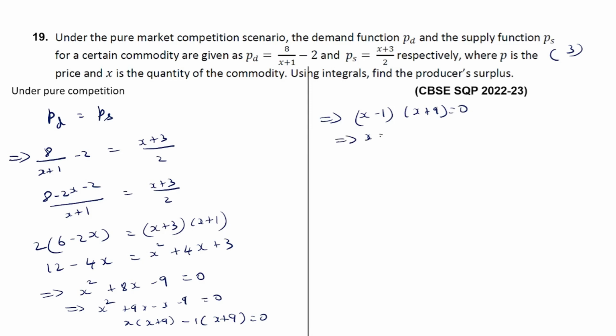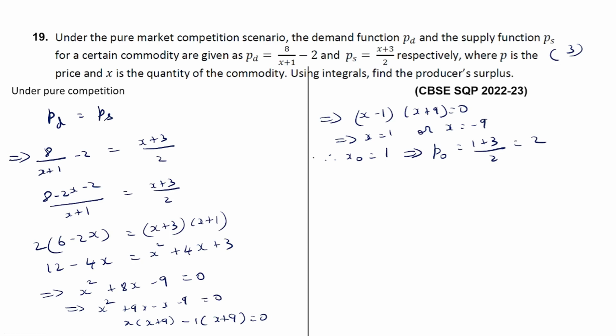From this we get x is equal to 1 or x equal to minus 9. Now this is not possible since level of output cannot be negative. Therefore x naught equal to 1. From this we can substitute x naught as 1 in any of these to find P naught. So P naught is equal to 1 plus 3 by 2, which is 4 by 2, 2. Therefore x naught is 1 and P naught is 2.